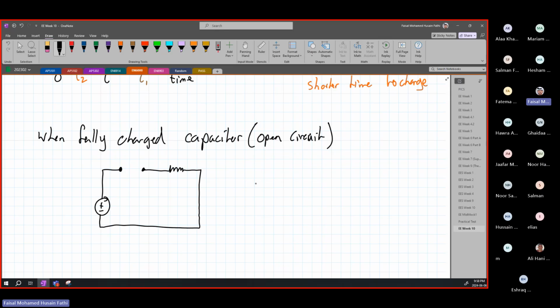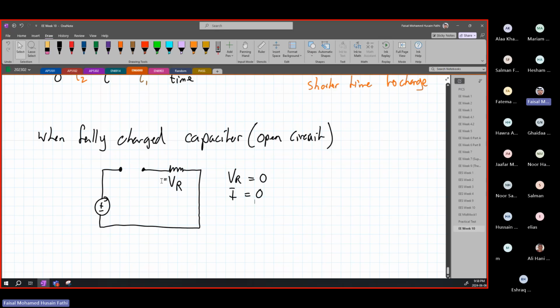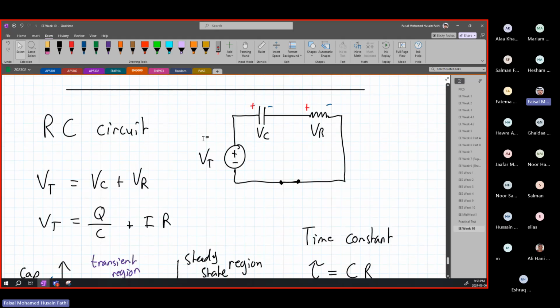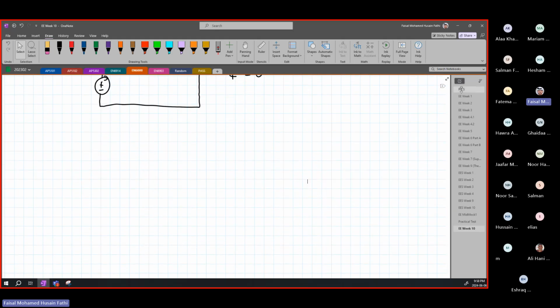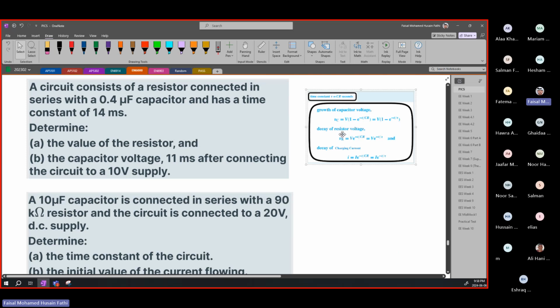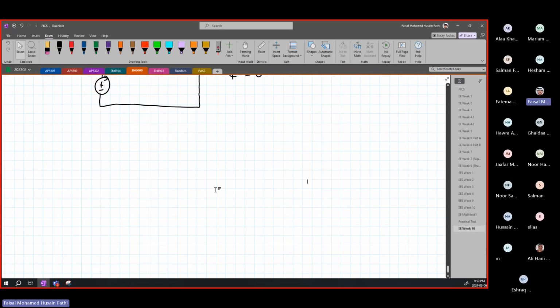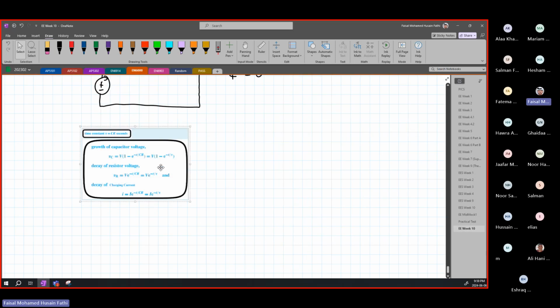Meaning the value of this VR doesn't exist anymore. So VR becomes equal to 0 because I is equal to 0. So this is what happens when a capacitor becomes fully charged. Hence, you guys are only going to be using these equations, which are basically describing the graph.